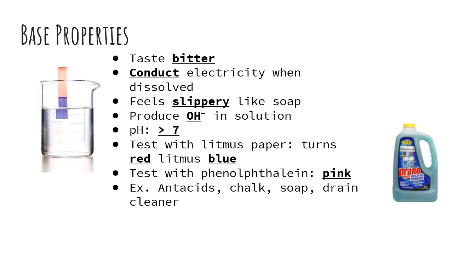They typically feel slippery like soap. We said that bases are something with hydroxide, so they produce hydroxide in solution. On the pH scale, they're going to be greater than 7. So for bases, like you see in this picture, red litmus paper is going to turn blue. So I always remember blue, base. And if we use that indicator phenolphthalein, it's actually going to be pink if it's basic. Some example antacids, so like Tums, you take them when you have acid reflux, so the base is going to neutralize it. Chalk, soap, drain cleaner, lots of our cleaners, those are all going to be basic.